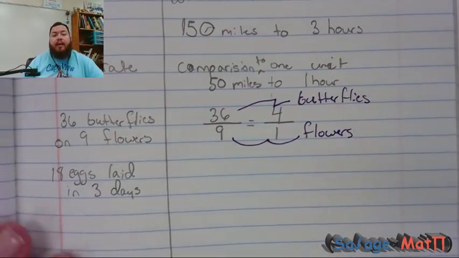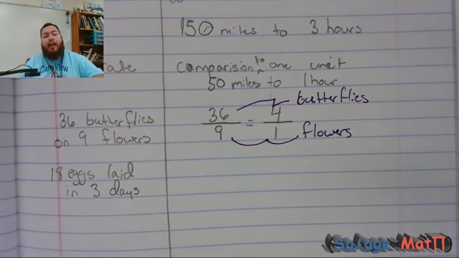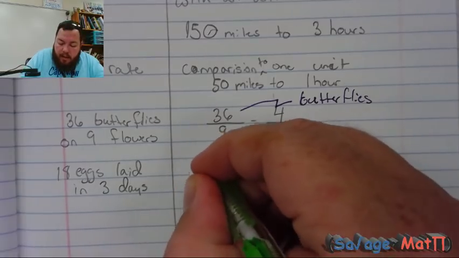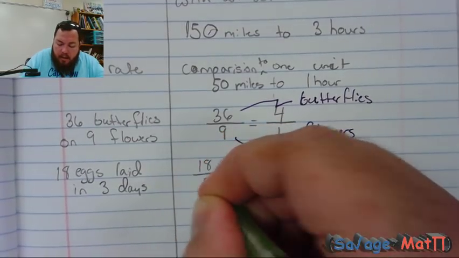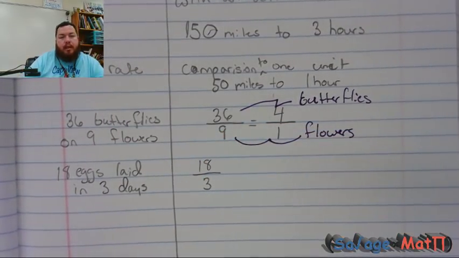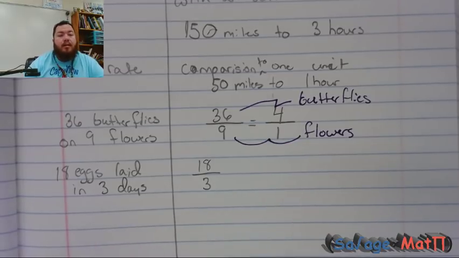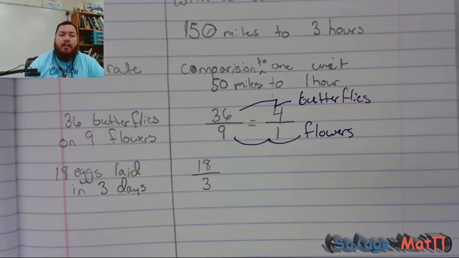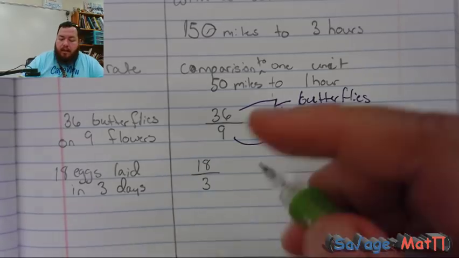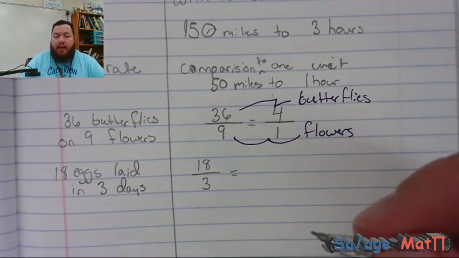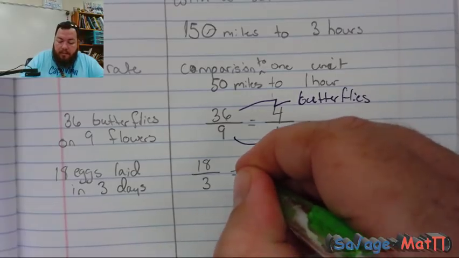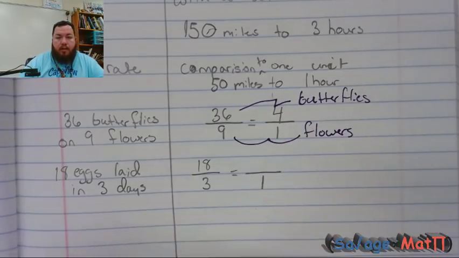So if I wanted to find out, first I need to find out my rate. So my rate is 18 on 3. Okay? So that's telling me we could say a chicken laid 18 eggs in 3 days. Well, how many eggs did the chicken lay each day? And if we're going to do that evenly, we're going to find the unit rate.